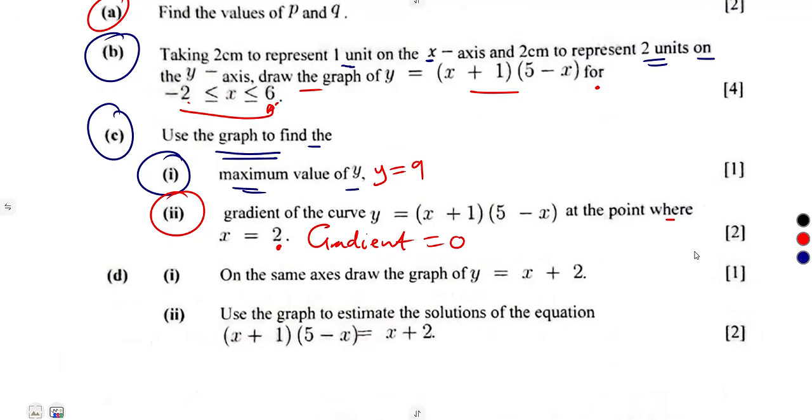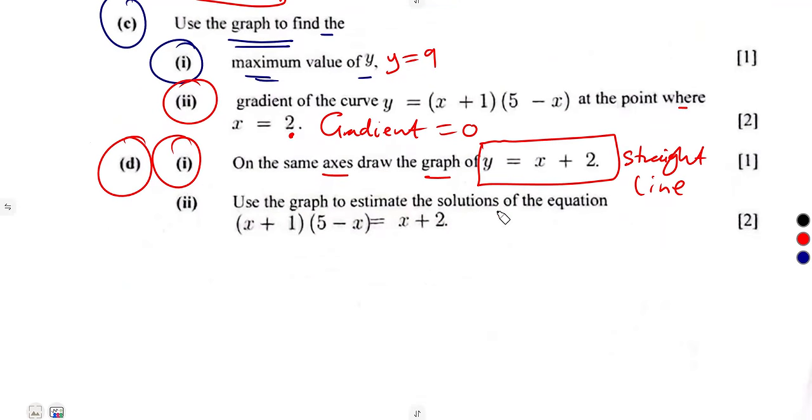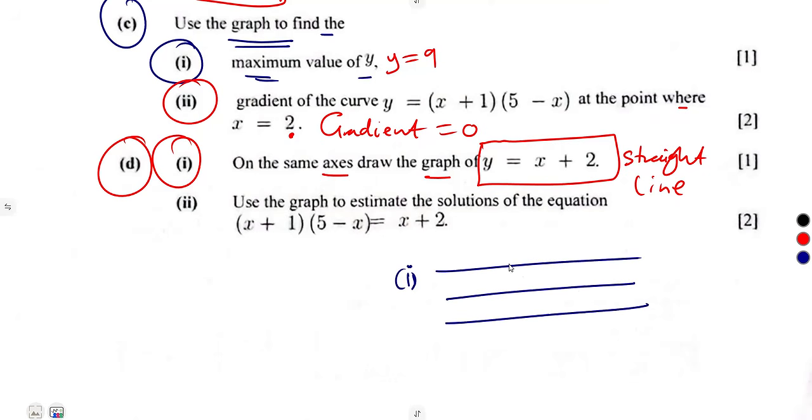0. All right. Then D, item 1, on the same axis, draw the graph of y is equal to x plus 2. That's a linear function, a straight line. So here we are talking about what? A straight line. You can even just use the double intercept method to draw this graph. When x is 0 and when y is 0. So when x is equal to 0, y is equal to what? Y is equal to 2.